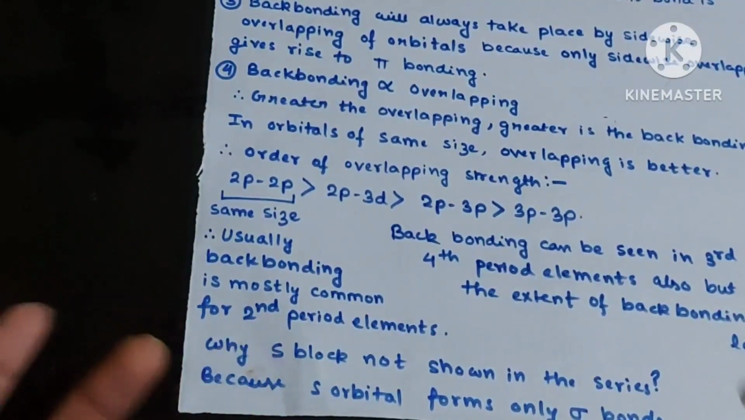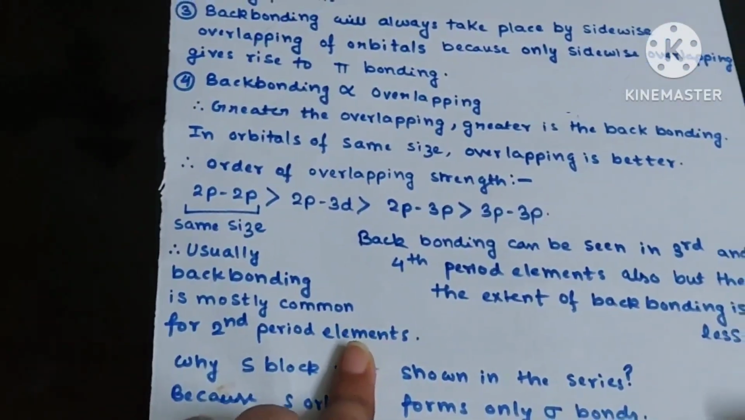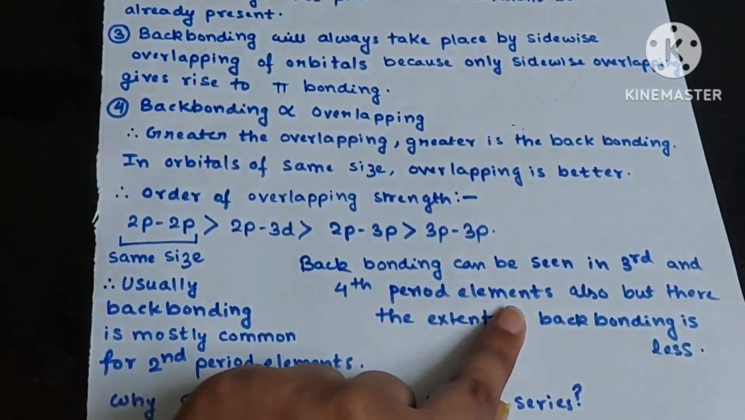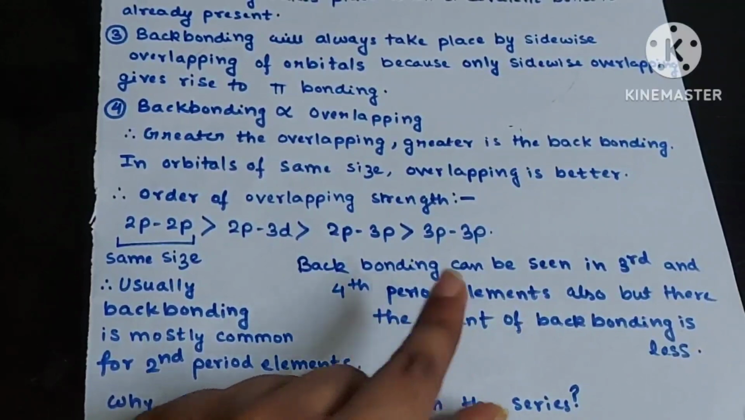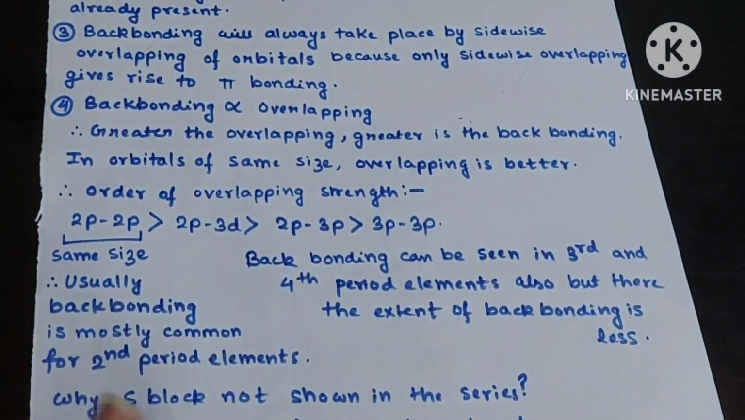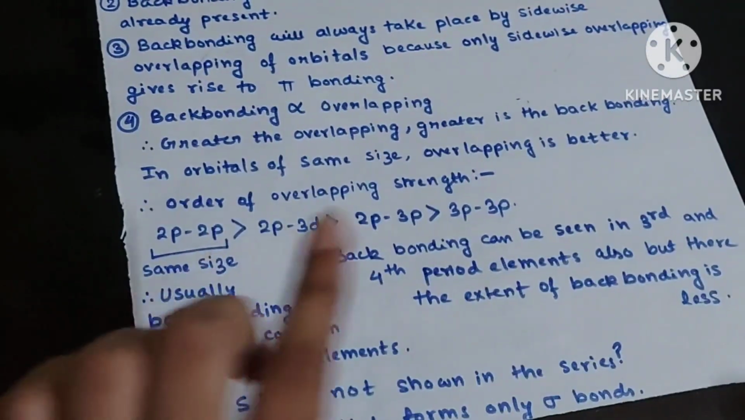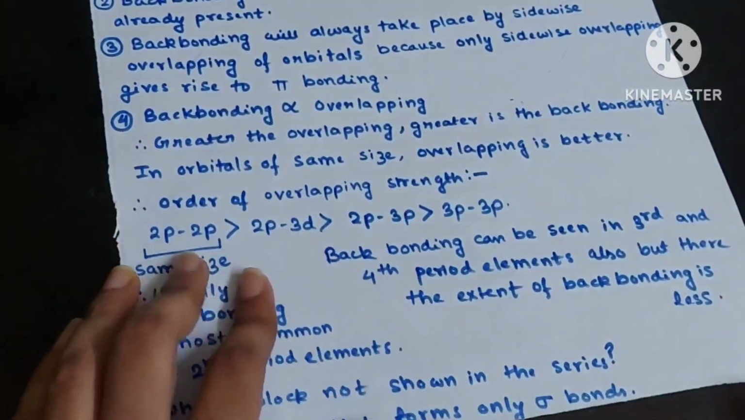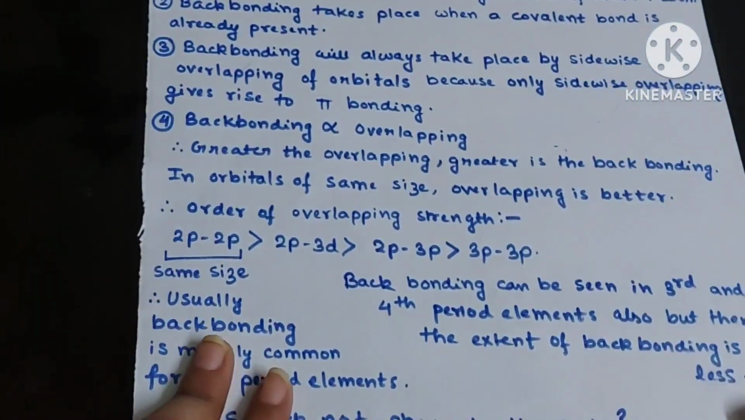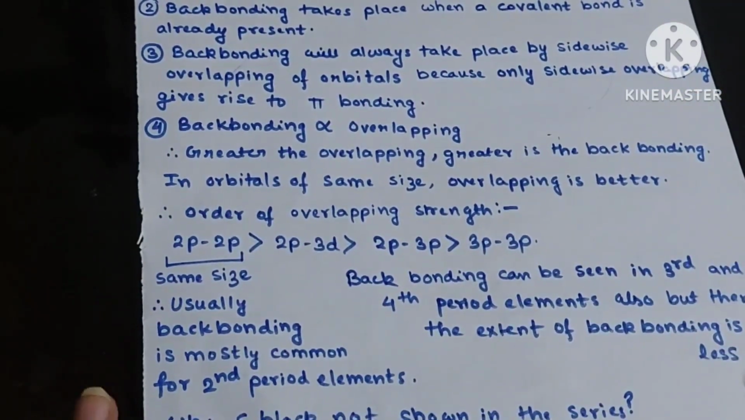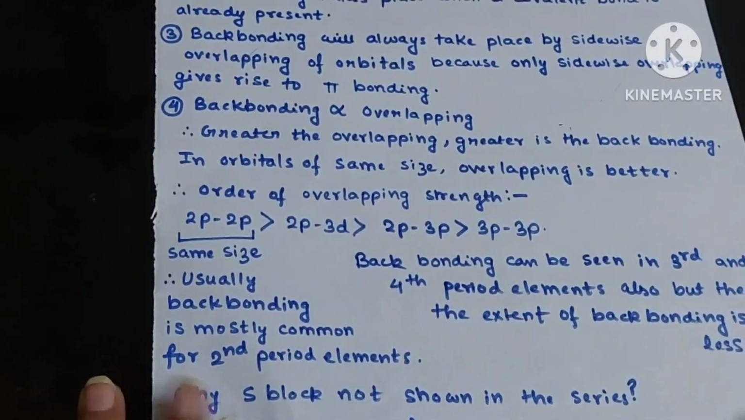Okay, in second period 2p will be involved, therefore back bonding is mostly seen in second period elements, but it can be seen in third and fourth period elements as well. But there the extent of back bonding will be less, because there 3p 4d will be involved where the overlapping is not better. Okay, the overlapping is not good. That's why mostly it is seen in second period elements.